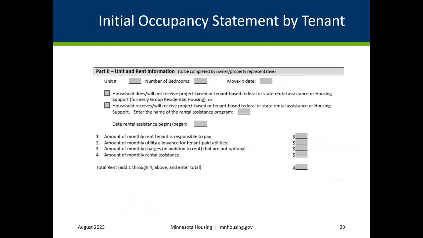If the household is approved for occupancy, complete Part 2. Enter the unit number, the number of bedrooms, and the actual move-in date. Check the appropriate box regarding receipt of rental assistance. If the tenant receives rental assistance, enter the date the rental assistance began or will begin. Enter the breakdown of the rent amount, what the tenant pays, the utility allowance for tenant-paid utilities, and any monthly charges that are in addition to rent that are not optional to the tenant, including any month-to-month lease fees, and the amount of rental assistance. Enter 0 if no rental assistance is or will be received. Enter the total rent.